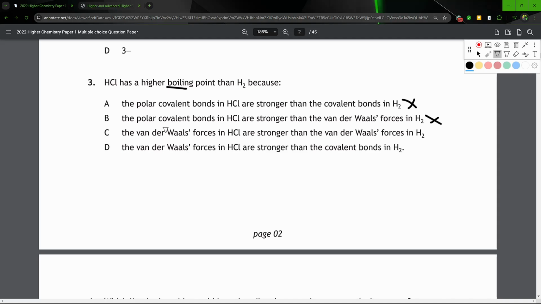C, on the other hand: van der Waals forces in HCl are stronger than van der Waals forces in H2. That is true, and it does cause the higher boiling point, because HCl is able to use permanent dipole-permanent dipole interactions, which are stronger than normal LDF, which is all that hydrogen has, because HCl has a different electronegativity between hydrogen and chlorine. Just to double check, D: van der Waals forces in HCl are stronger than covalent bonds in H2. That's false on 2 levels. Van der Waals forces are always weaker than covalent bonds, and it doesn't matter because covalent bonds do not matter for boiling point. So all garbage apart from C.